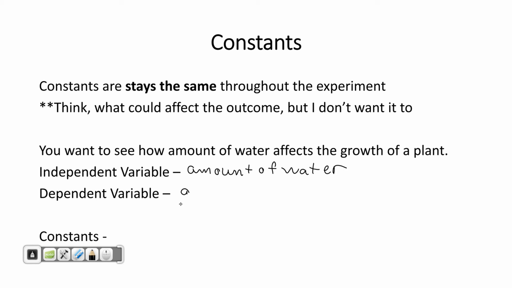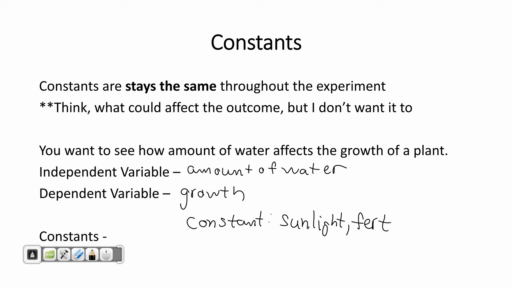Our dependent variable is growth of plant. What would be constants? What else could affect the plant growth? Sunlight, fertilizer, etc. Type of soil. Okay? We have to keep all of that constant.